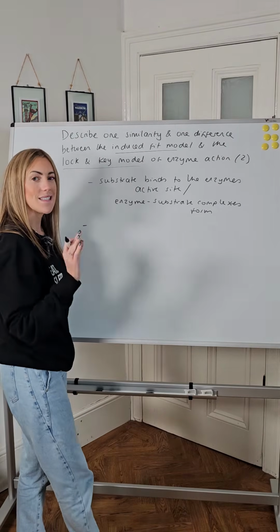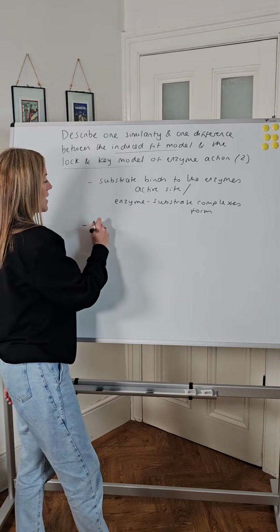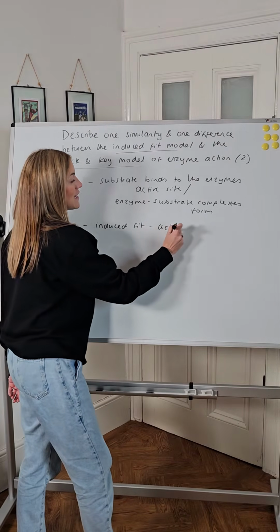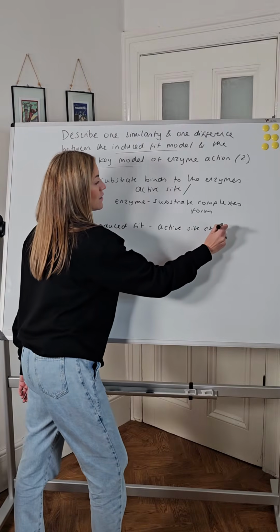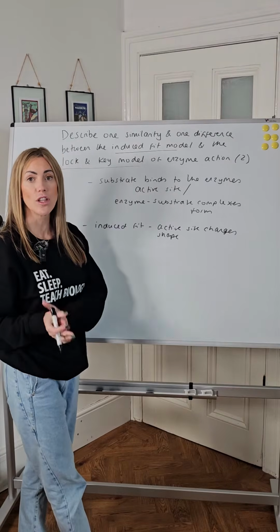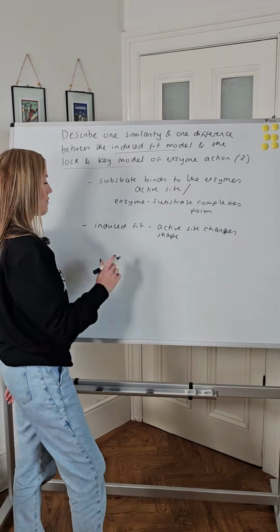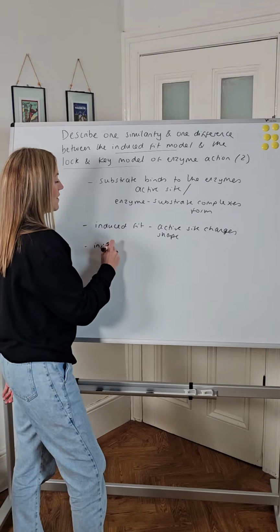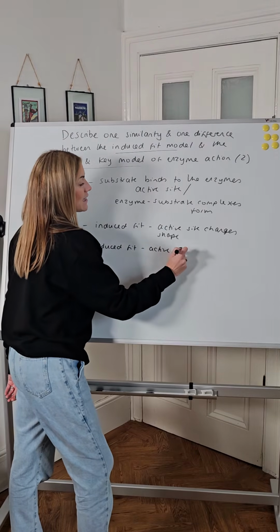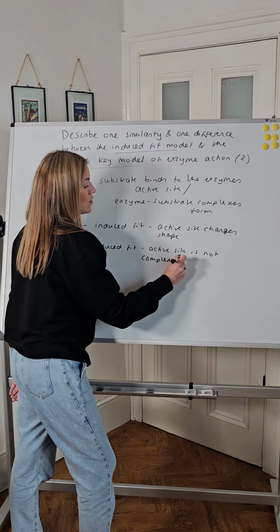In terms of differences, there's 2 ways you can get the mark. So the difference between lock and key and induced fit is in the induced fit, the active site changes shape. And obviously you'd go on to say that in the lock and key model, the active site does not change shape. Or as an alternative for marking point 2, we can say in the induced fit model, the active site is not complementary to the substrate.